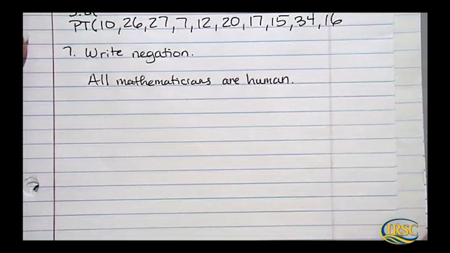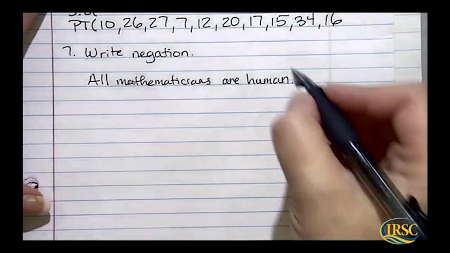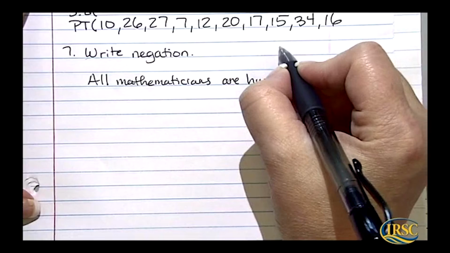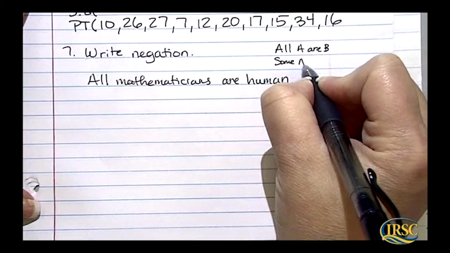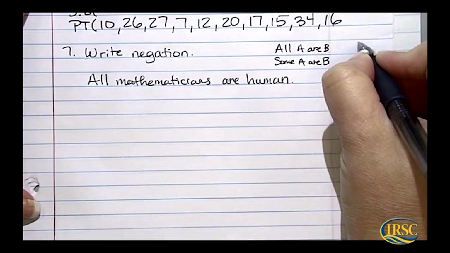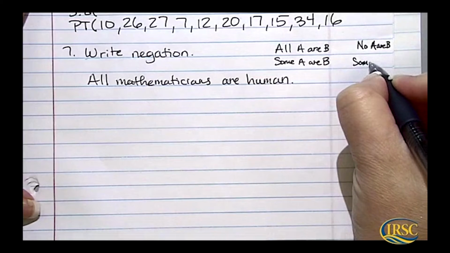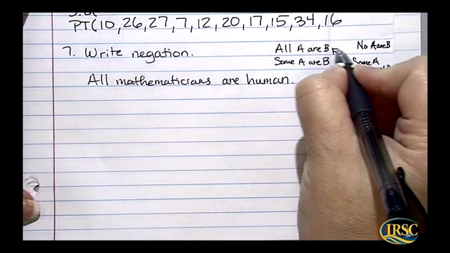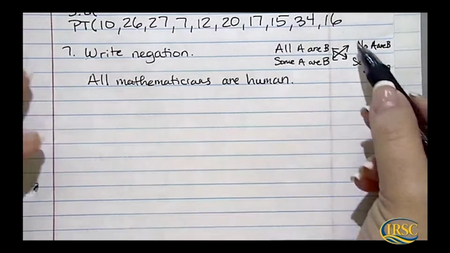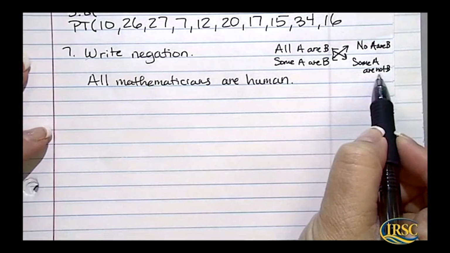Okay, so you're writing the negation of the quantified statement: all mathematicians are human. And if you recall, there was a little crisscross chart. If you write all A are B, some A are B, and then on the right you have no A are B, and some A are not B. Then if you draw your crisscross marks, those were negations of each other, the arrows to each other. So all are goes to some are not.